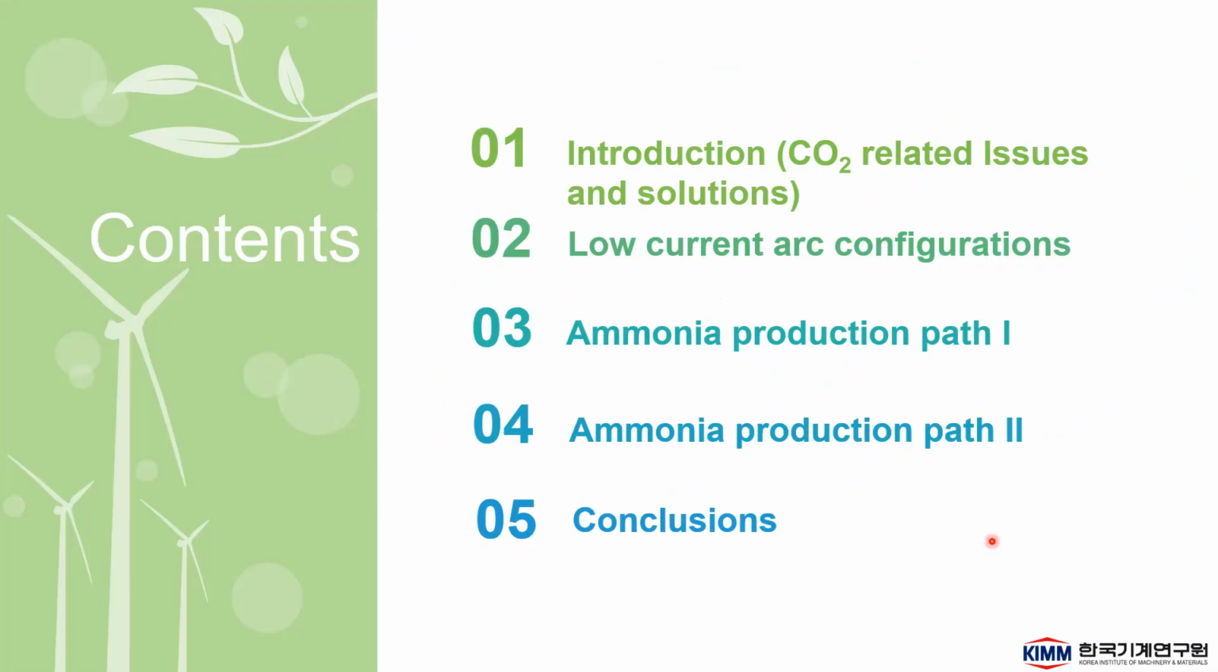First of all, I will talk about carbon dioxide related issues and their solution. Then I will introduce the low current arc configuration and our reactor system. Then we will talk about two different ammonia production pathways from plasma.